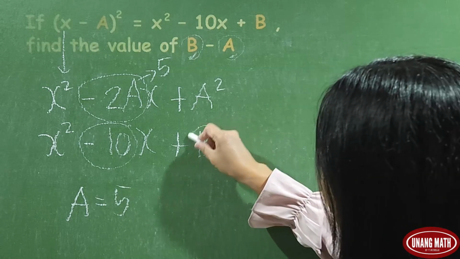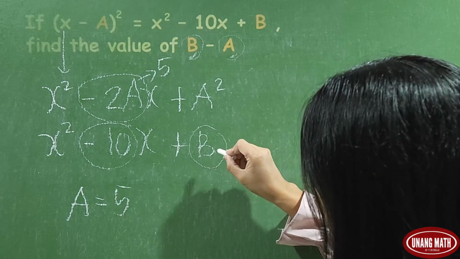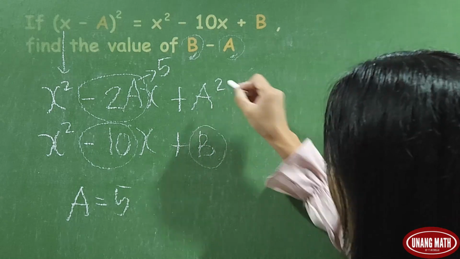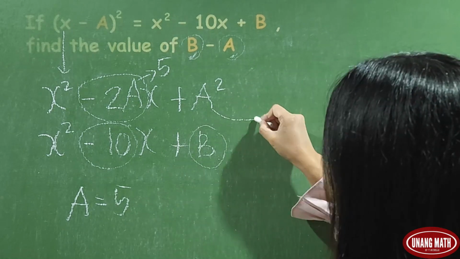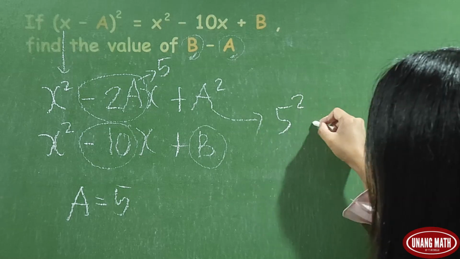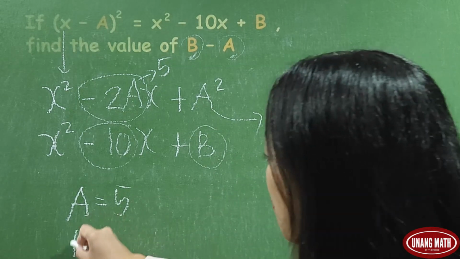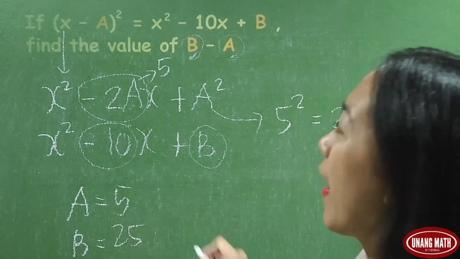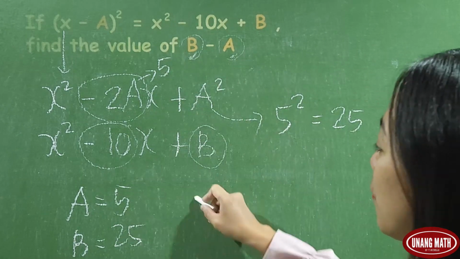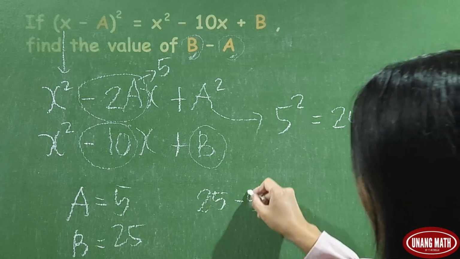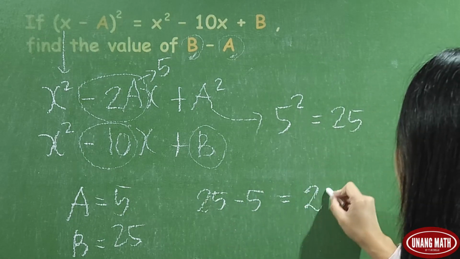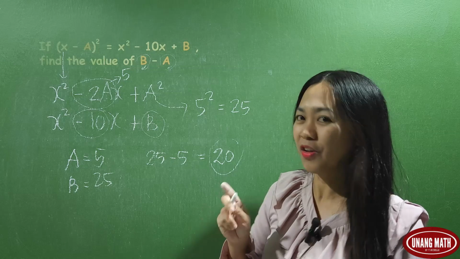Okay, to find the value of b, take note b here is equal to a squared. Since a is 5, so 5 squared, then that means b is 25. So b is 25. So b minus a, so we have 25 minus 5, then it means the answer is 20.